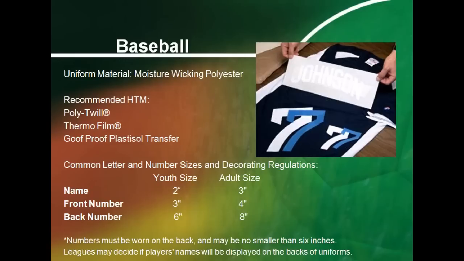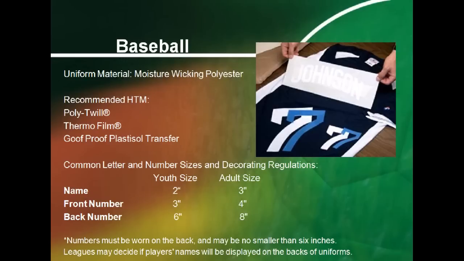So the common sizing, once again, seems pretty standard for names and numbers. The youth size for the lettering is 2 inches. An adult is 3 inches. 2 inches is really common too. It's definitely not uncommon, especially for softball. And then the front number on the youth is 3 inch, and for the adult is 4 inch, which goes just right on the front, just below the breast typically. And then the back number on a youth is 6 inch. For adult size it is 8 inch.